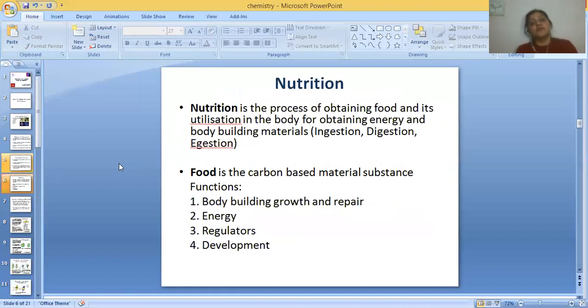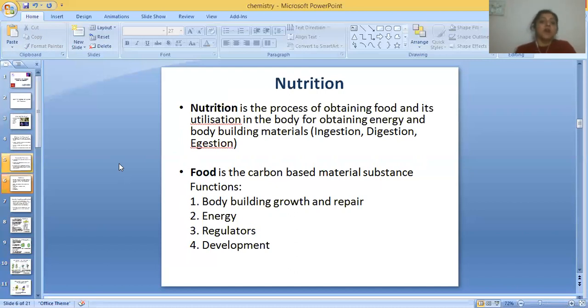Coming down to the definition of nutrition. What is nutrition? Nutrition is the process of obtaining food. And after obtaining food, what do we actually do? We utilize the food for obtaining energy. And so it has three major steps: ingestion, digestion, and egestion.